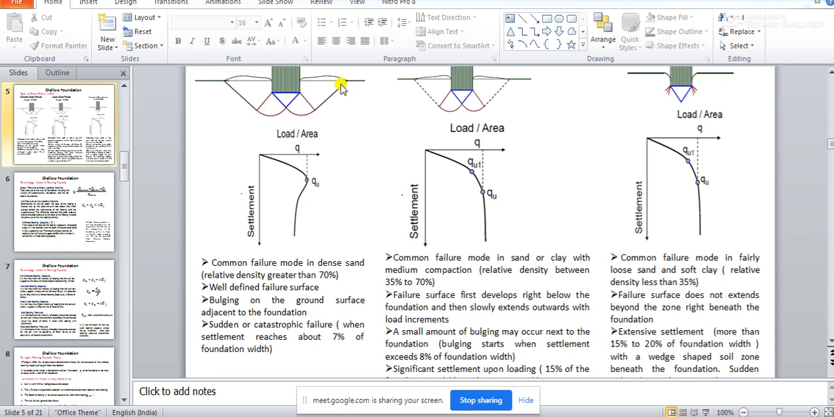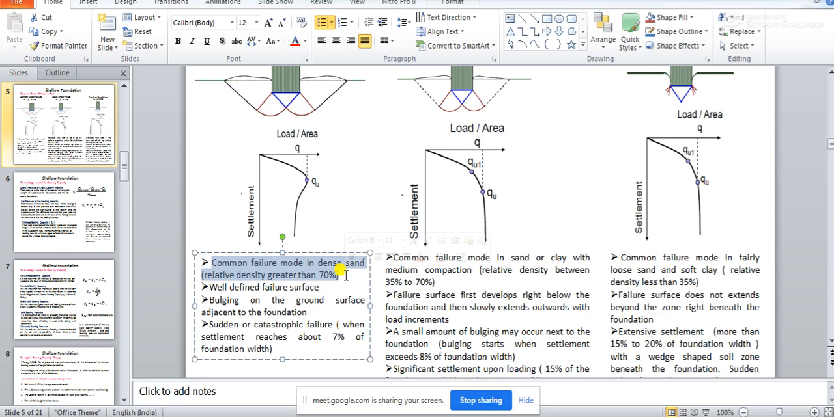So in which kind of soil can you expect such shear failure to happen? The common failure mode in dense sand is with relative density greater than 70. So if the soil is dense sand, and if the relative density of soil is more than 70%, you may expect the soil will fail by this kind of general shear failure.